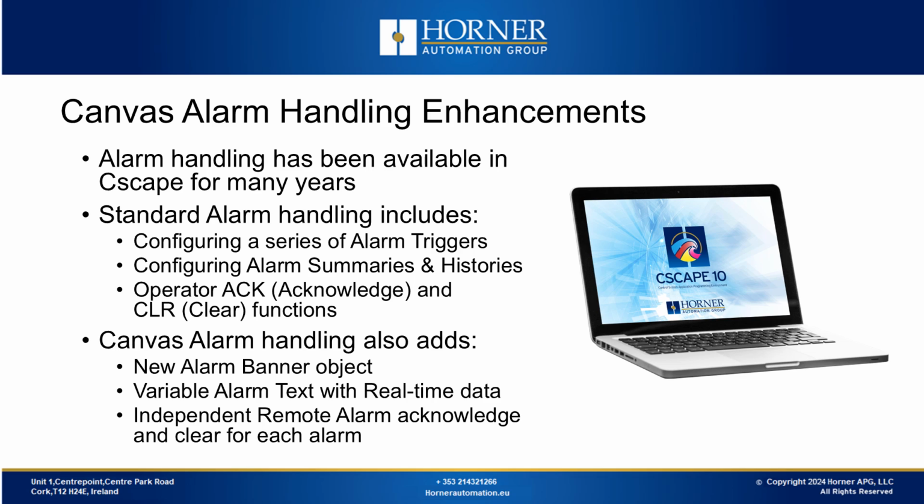With Canvas, we have added some additional functions. We still have all the functions available with standard alarm handling, but we have also added a new alarm banner object, which we will look at in more detail in our demonstration. This object pops up on the screen when there's an active alarm that hasn't been acknowledged, and if there are multiple alarms, this object will scroll all the active alarm messages sequentially. With Canvas, you can now also have real-time data embedded in your alarm text, so you are no longer restricted to a message that says high temperature, for example. Instead, this can be an alarm that says high temperature that has exceeded X amount with an actual temperature of Y, with real-time data filled in under X and Y. You now have the ability to acknowledge and clear alarm points from a SCADA package, instead of only being able to apply these functions across all alarms.